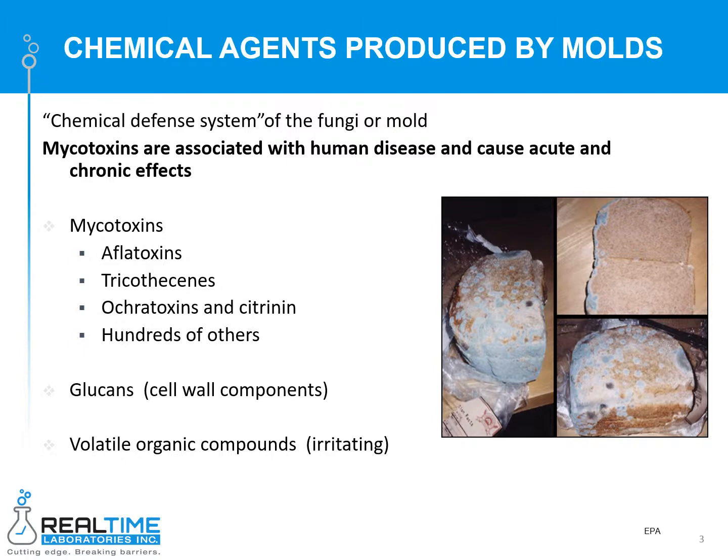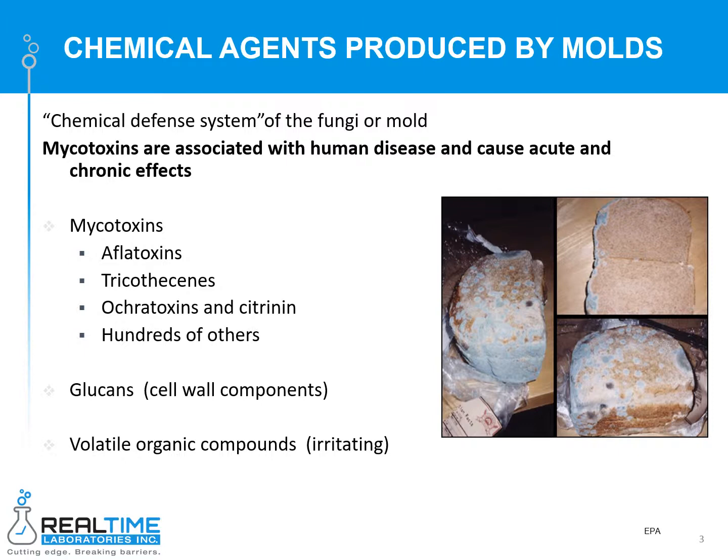The chemical agents that are produced by molds are called mycotoxins, and these are used for chemical defense systems of the fungi or mold. If we get involved with them, they cause human disease and acute and chronic effects. The mycotoxins that we're very interested in are aflatoxins, trichothecines, ochratoxins, and citrinin, and hundreds of others. But there's only about 10 to 12 that really are concerning to us.